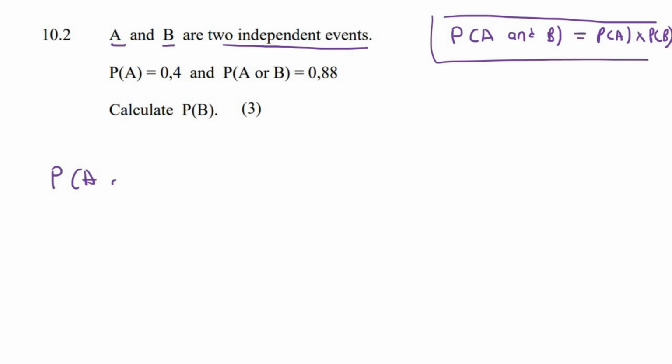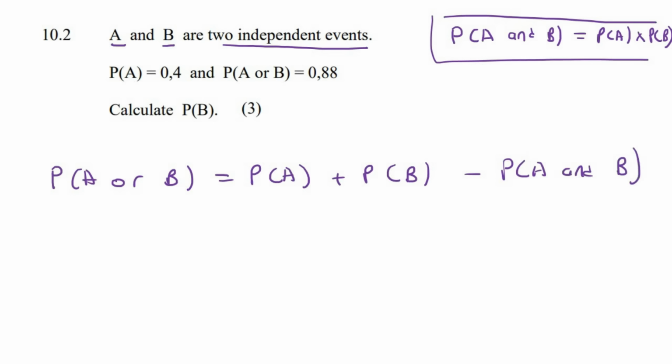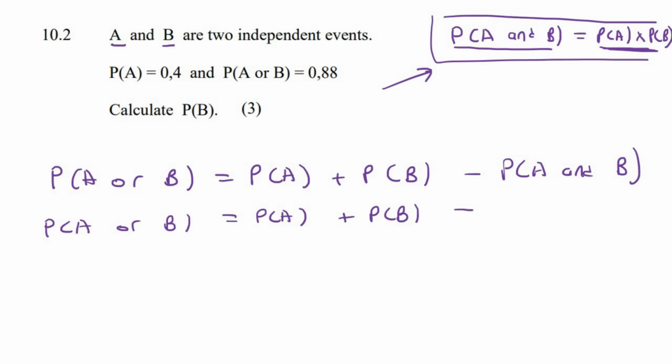So P of A or B is equal to the probability of A plus the probability of B minus the probability of A and B. The next thing is that if we know that 2 events are independent, which they've just told us, we can use this formula, which says that P of A and B can be rewritten as this. So on the next line, I am going to replace this with P of A multiplied by P of B. Now we just go fill in and have fun with this thing.